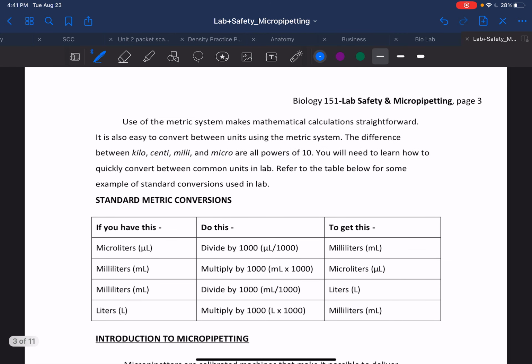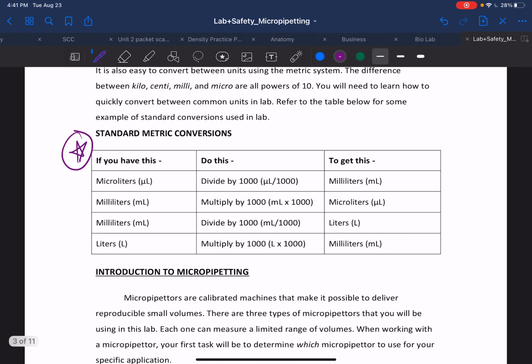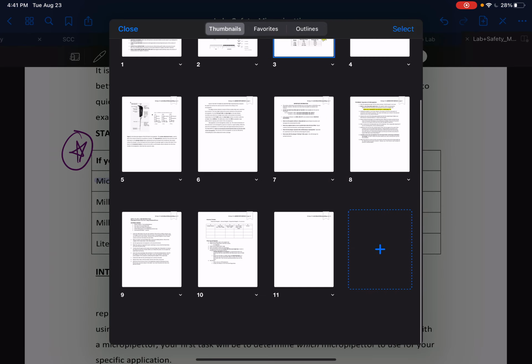So what you really need for the homework is this one right here, right? Because it's going to ask you to be able to convert from microliters to milliliters. So you are using this particular conversion here. So pretty much what you're going to do is divide everything by 1,000 and then that will get you to the milliliter. So keep that in mind as I scroll to the actual page here.